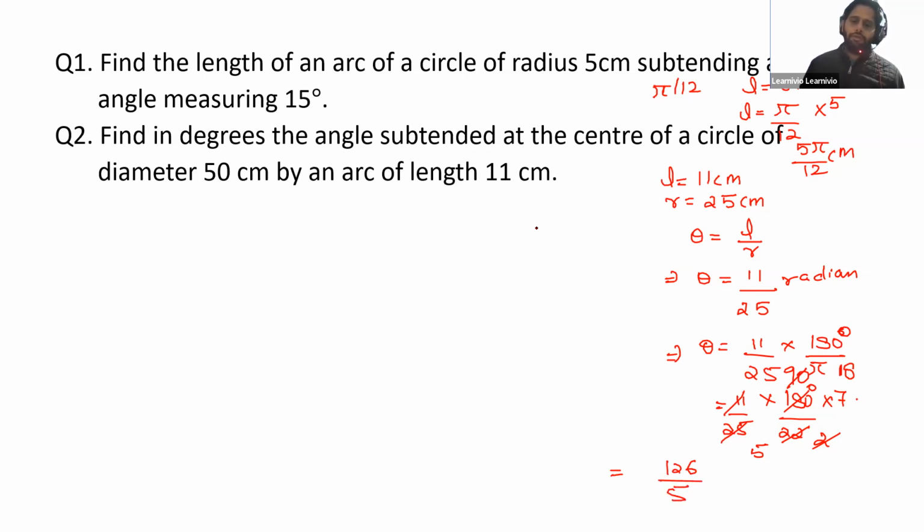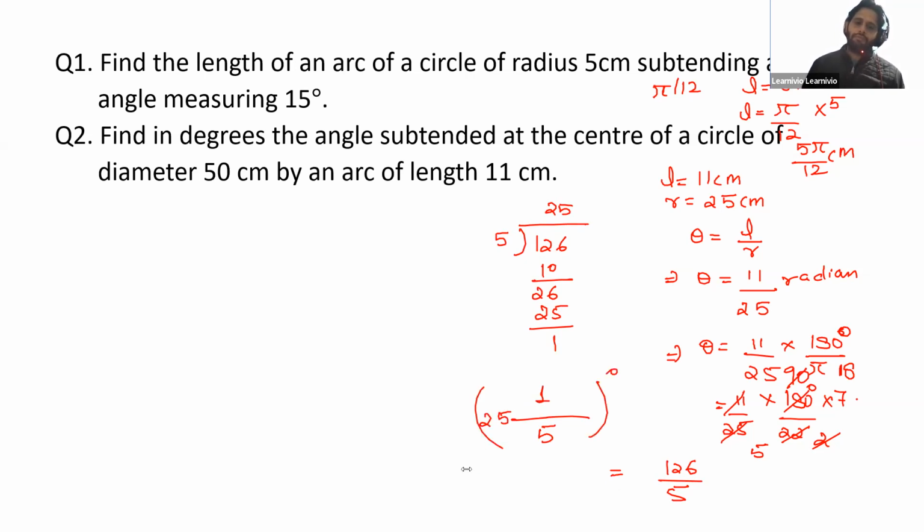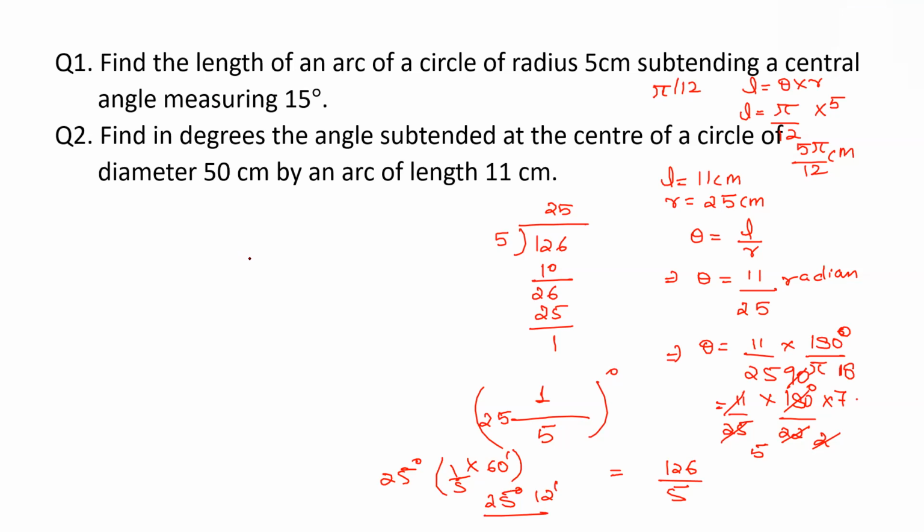Now again write in mixed fraction form: 126 by 5. 5 times 25 is 125, remainder is 1. So we can write it like this: 25 and 1 by 5. This is 25 degree, and this 1 by 5 you can convert into minutes, so you will get 25 degree 12 minutes. Is this clear, Yusra? Yes, sir. Thank you, sir. Okay, welcome. So we have completed today's topic.